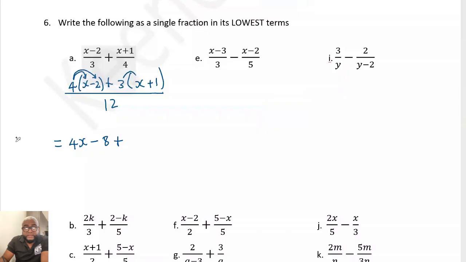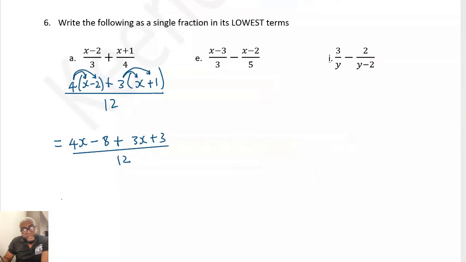It will be 3 by x, and then 3 by 1. 3x plus 3 all over 12. Right? Which terms, and well numbers, can add or subtract here? What are we adding or subtracting? 4x plus 3x, and then you have negative 8 plus 3 all over 12.